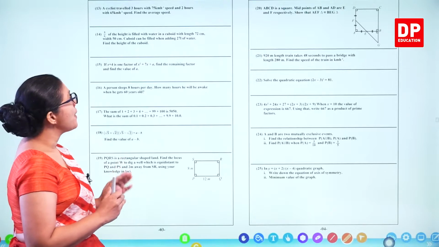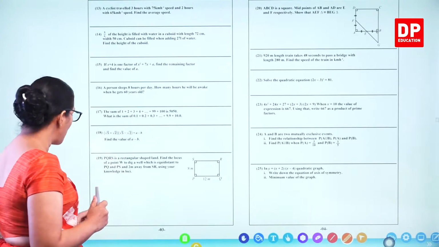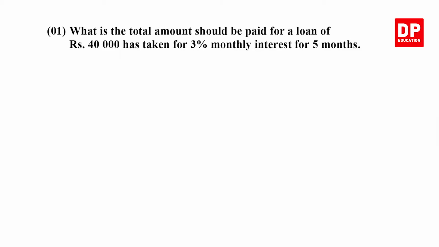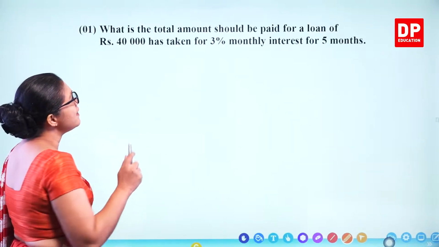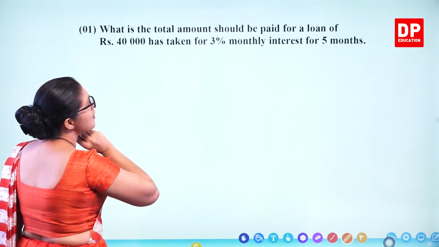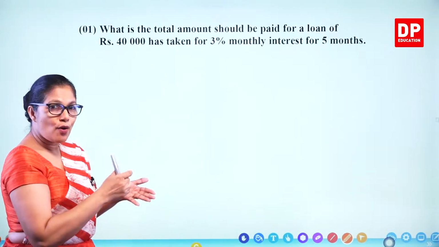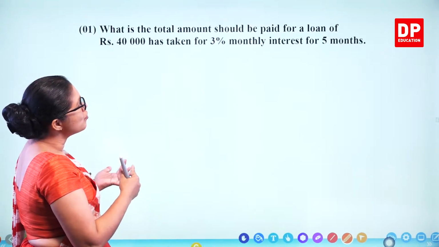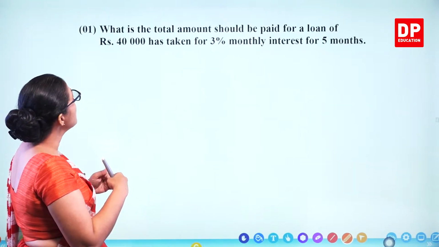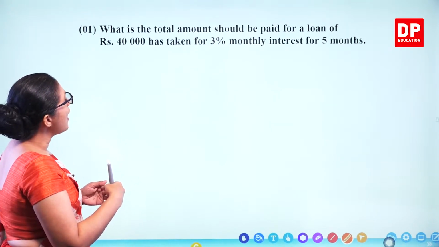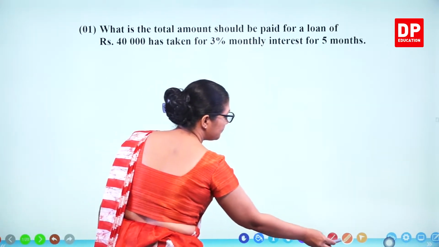Let's do paper 38. Question number 1. What is the total amount that should be paid for a loan of 40,000 rupees taken at 3% monthly interest for 5 months? So the 3% monthly interest is given. What's the total amount that should be paid? Either you can find the interest and then add it, or how can we find it straight away?